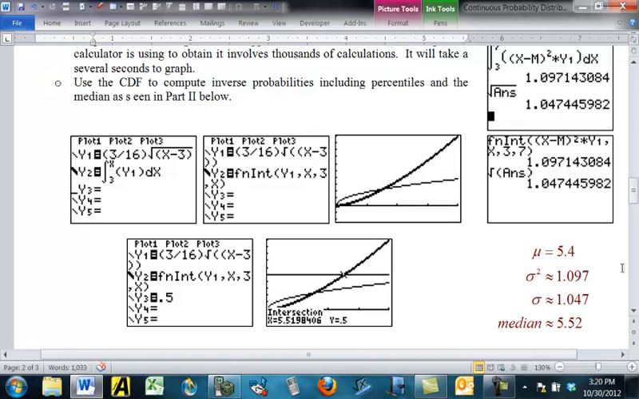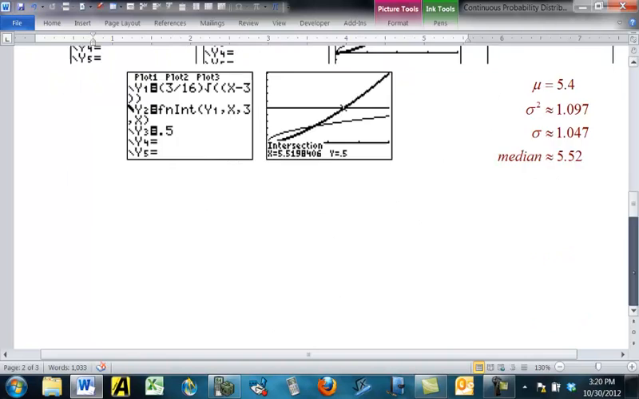To find the median or percentiles or inverse probabilities, we have to either compute somehow the formula for the CDF, or they have to give it to us, or we can use this technique here to get the CDF approximated if we are just given the formula for the PDF.